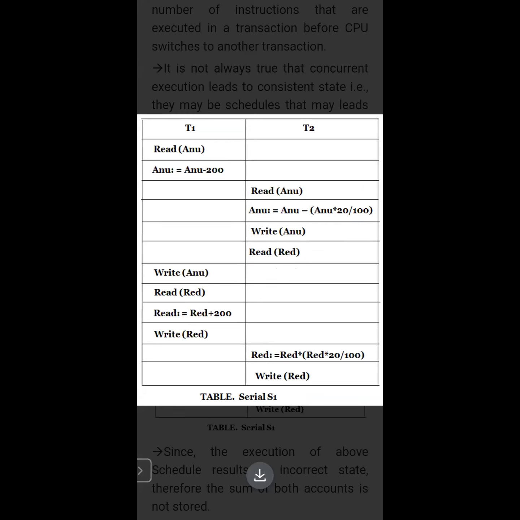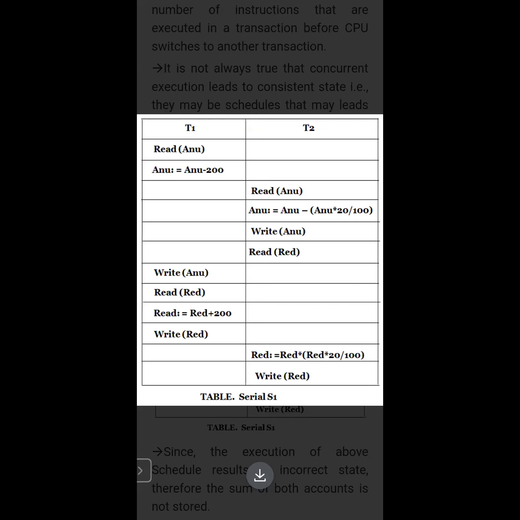So read of Anu, and we are performing some write operation. Next, in the case of T2 also, a read operation is performed and then some write operation. Write operation means nothing but we are performing some changes on the existing data. Okay. Next read, read. Next write Anu. So read, read. In the same way write, read.